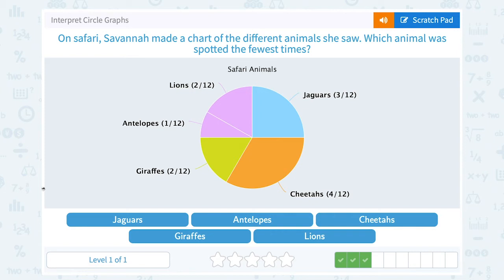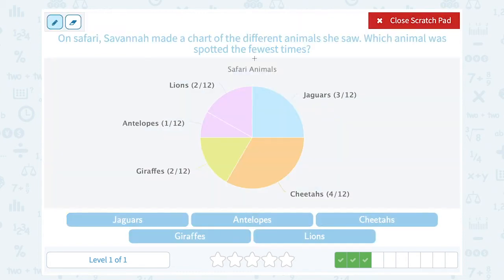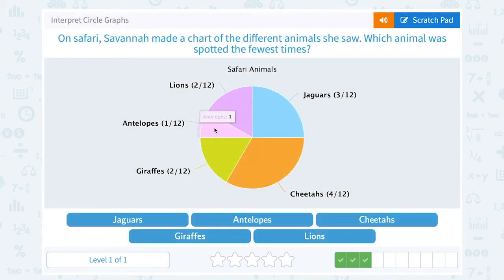On Safari, Savannah made a chart of the different animals she saw. Which animal was spotted the fewest times? Okay, well, notice they're asking for the fewest this time. So we want to look for the smallest piece of the pie. Okay, and the smallest slice looks like it's right here. Antelopes were only spotted 1 time. Everything else was spotted 2, 3, or 4 times. So antelopes were spotted the fewest times.